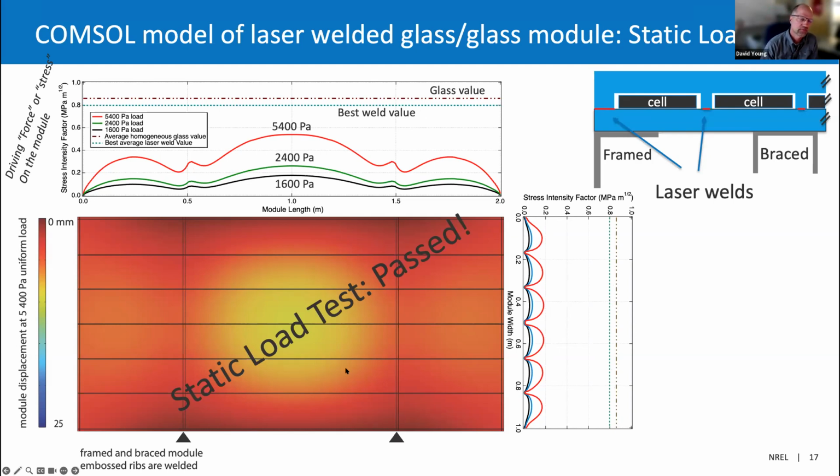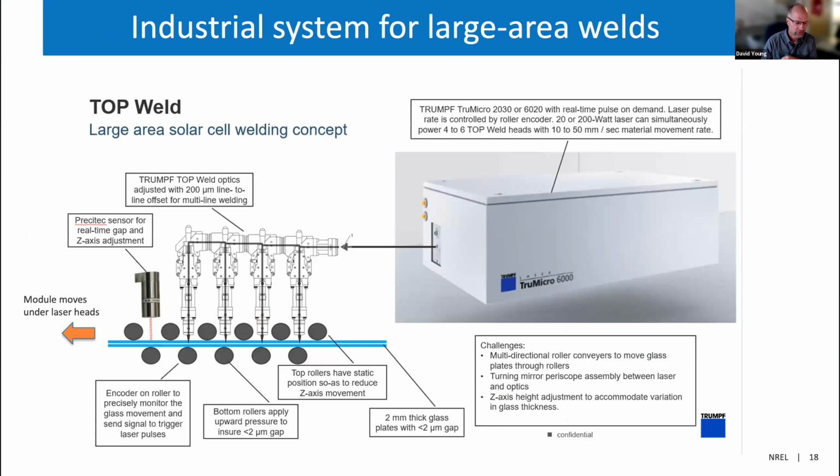We wanted to experimentally measure the weld durability or the weld toughness, and then model that in a module and see if it could pass a static load test. So first cut, it looks like a module that's built like this could actually pass. So it's a good first test. I'll share this as well.